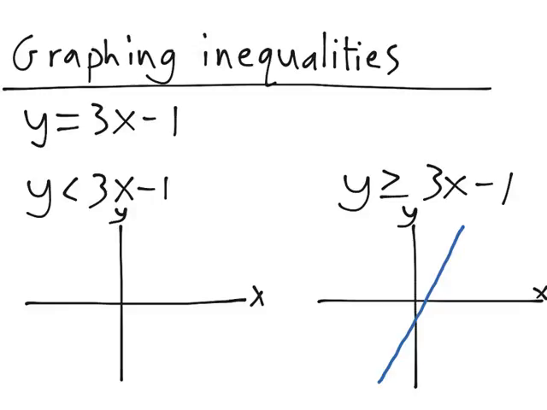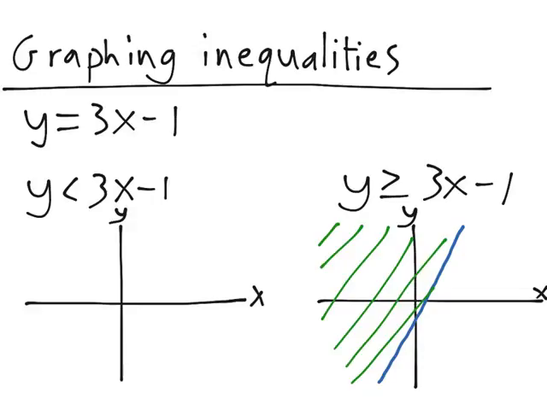Now this line has all the points where y is equal to 3x minus 1, but in this inequality, y greater than or equal to 3x minus 1, we want to identify each value of y that lies above this line, or on it. This is because any value of y which is larger than 3x minus 1 will be a point that lies directly above the point where y is equal to 3x minus 1 for some value of x. So to identify this region above the line, we can simply shade it in, like this.